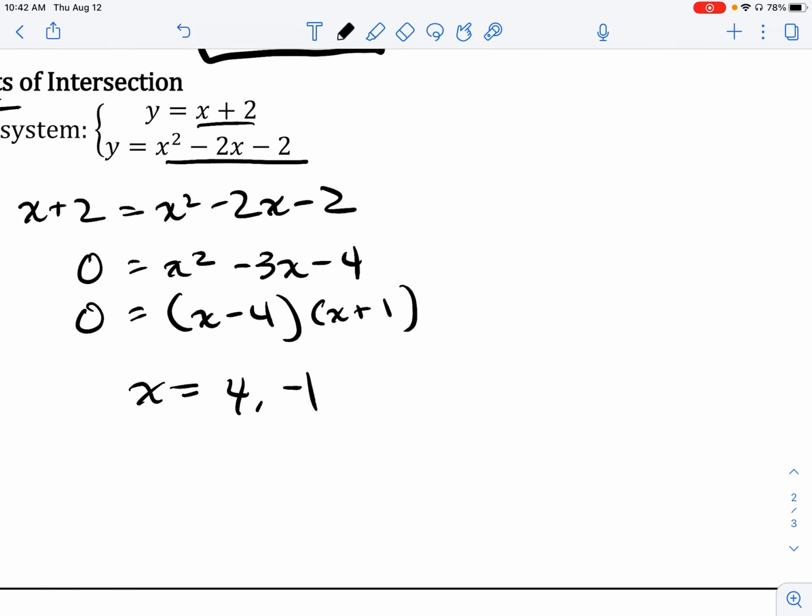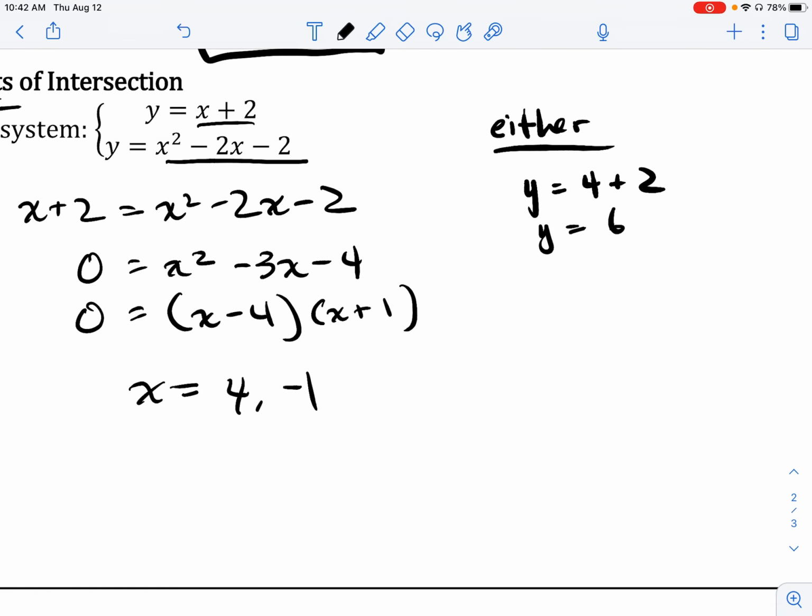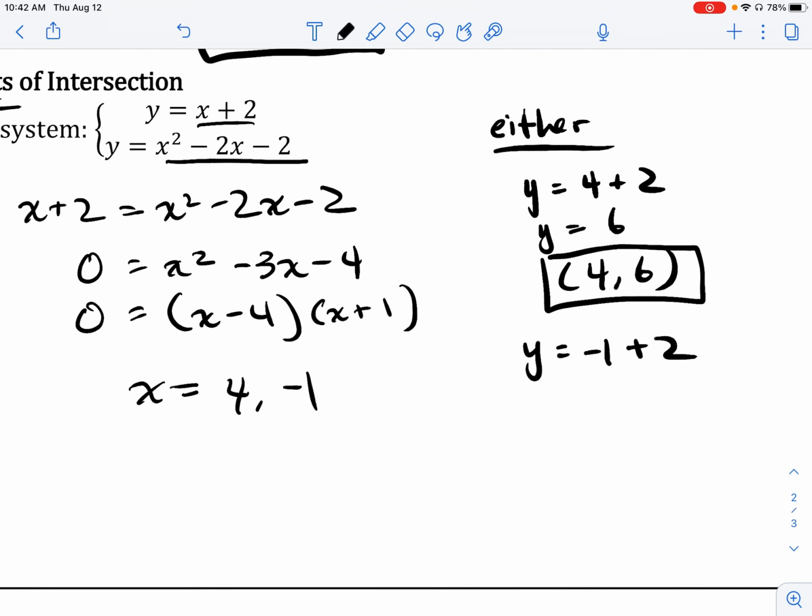So let's substitute these values in for x into either equation. It doesn't matter, but I would recommend using the equation that's easiest. So y is equal to 4 plus 2 seems like a little less work. y is equal to 6. So that first point is 4, 6. And then we have y is equal to negative 1 plus 2, the other x value we got. So y is equal to 1. So the other coordinate would be negative 1, 1.